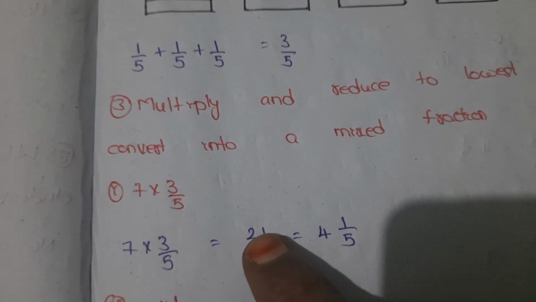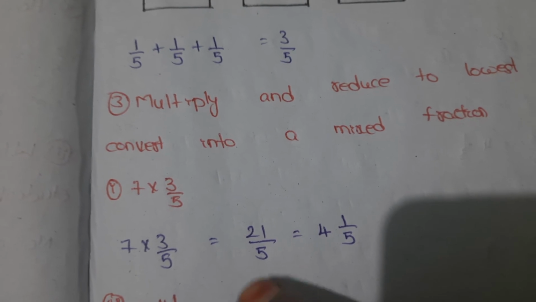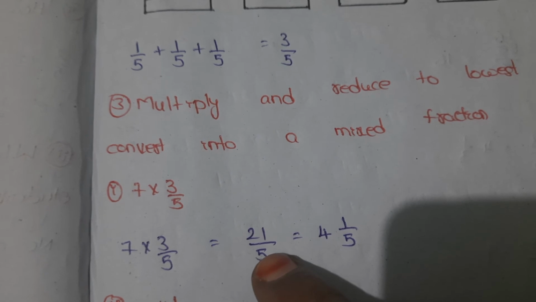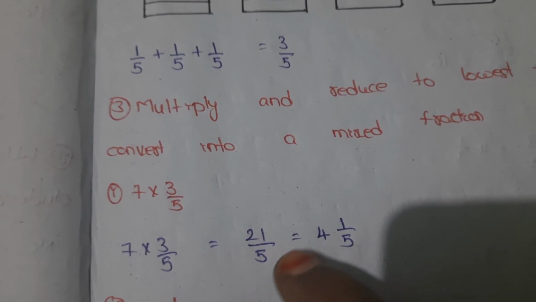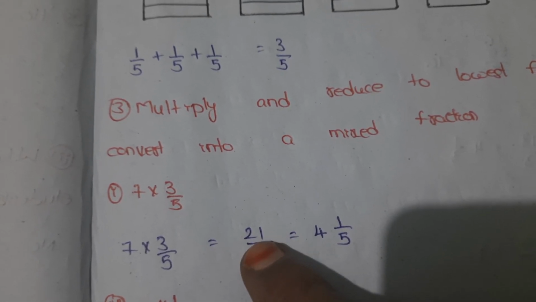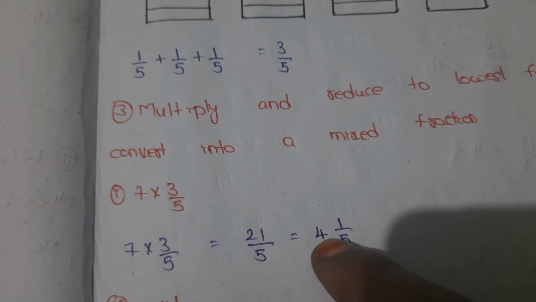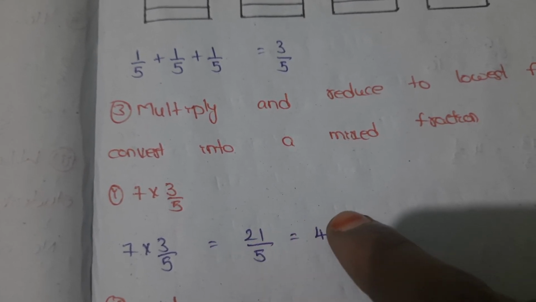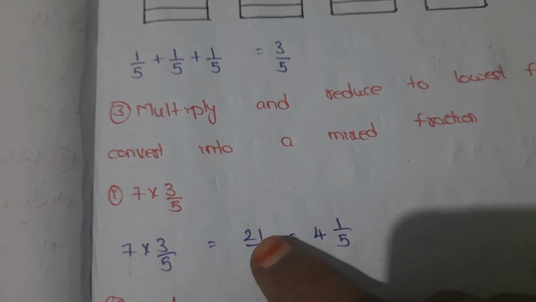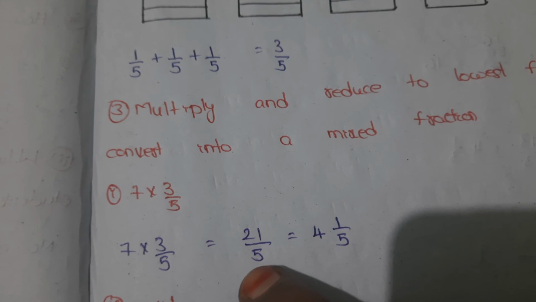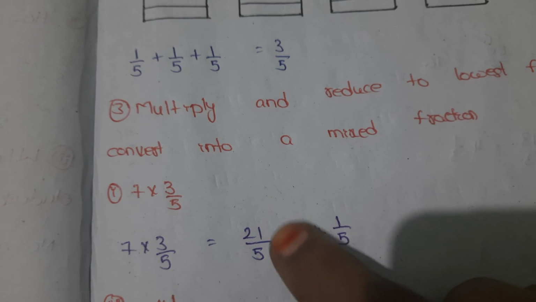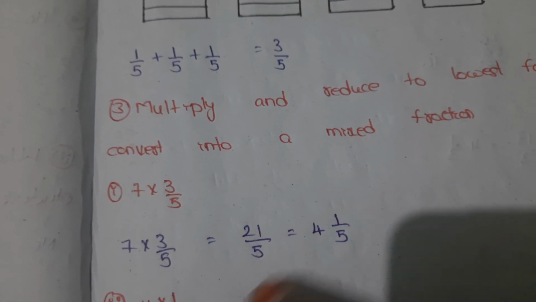Here the numerator is larger than the denominator, so we can convert this into a mixed fraction. When the numerator is greater than the denominator, we can convert it into a mixed fraction. Here 5 ones are 5, 5 fours are 20. Here we get the quotient as 4 and the remainder as 1. We write the quotient as the whole number of the mixed fraction, the remainder as the numerator, and the denominator is the same as in the previous fraction. Therefore it represents the lowest form of the given number.